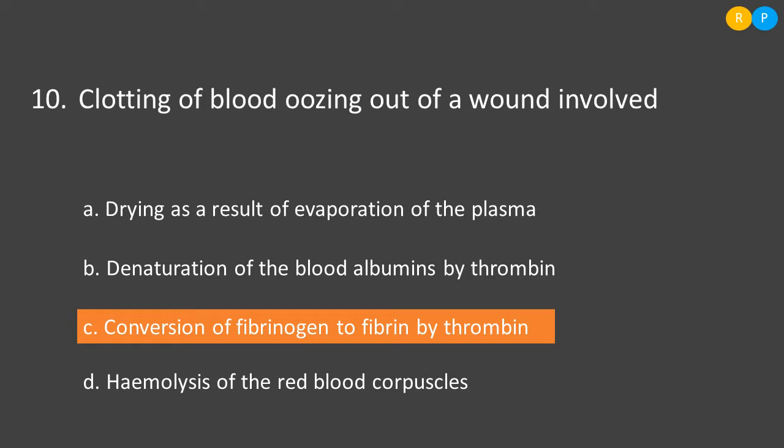The next question: clotting of blood oozing out of a wound involved. On any of our body surfaces, if it is cut by any kind of physical damage, blood starts coming out. After a certain period of time, blood automatically clots and the blood stops coming out from the wound surface. This is a natural phenomenon seen in our body, called blood clotting.